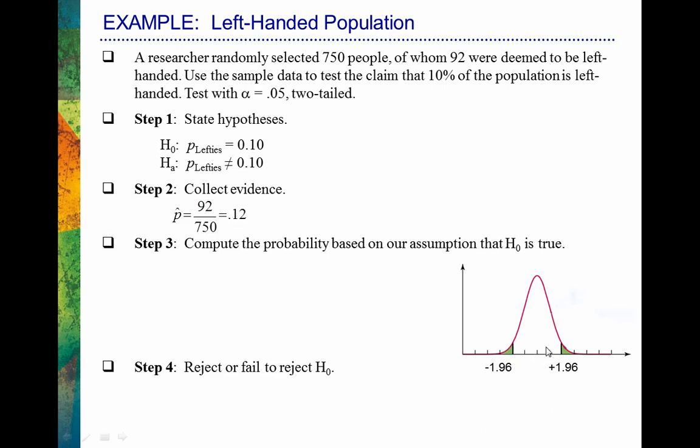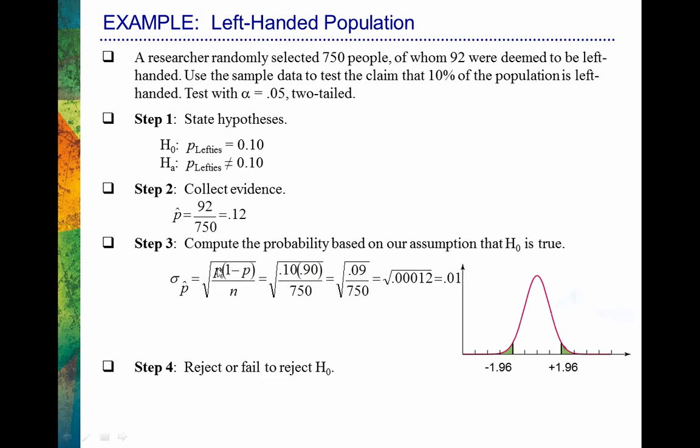Is 12% the type of sample proportion that we would expect to find quite often just by chance? Or is it in this critical region and we would find that it's actually pretty extreme and we wouldn't expect it by chance very often at all? Well, the only way we can figure out where it is is to transform it into a z-score. So the first thing we need to do is compute our standard error. So we'll use our formula.